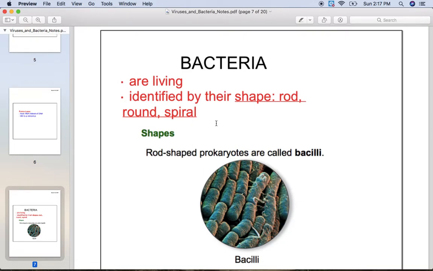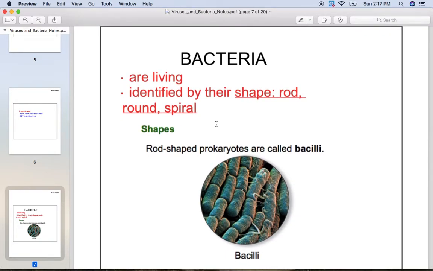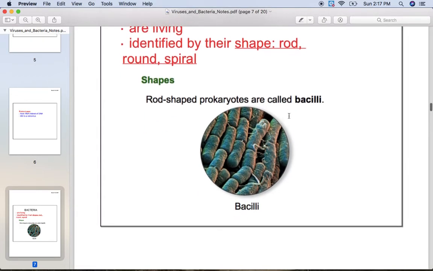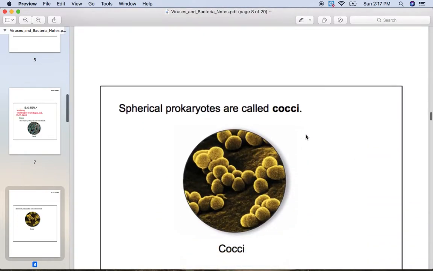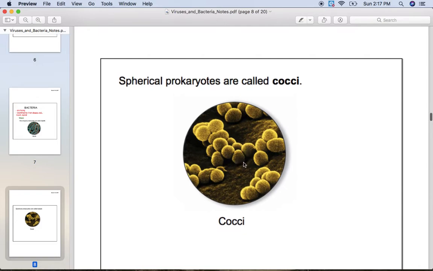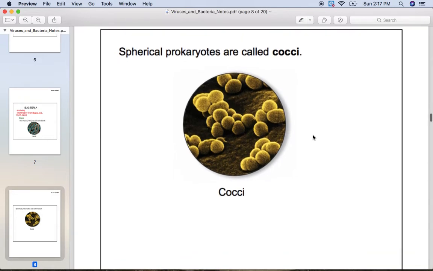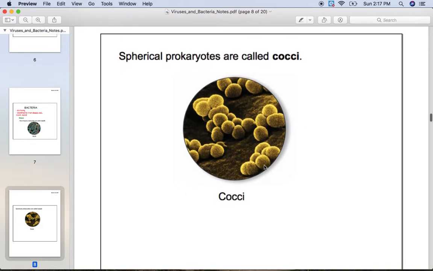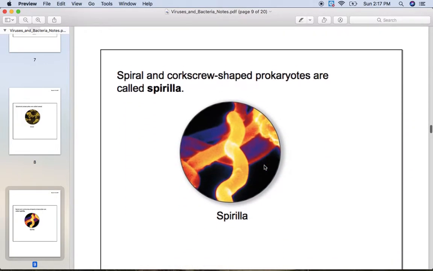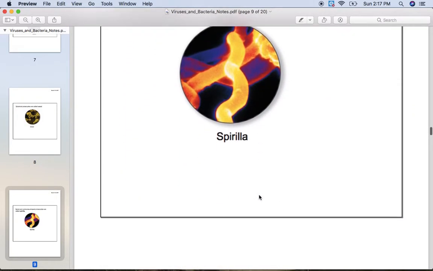Bacteria, on the other hand, are most definitely living, and we define them by their shape. They can be rod-shaped, they can be round, or they can be spiral. Rod-shaped bacteria look like this, and their name is called bacilli. Round-shaped bacteria look a lot like this, and they're called cocci. Or if you've ever gotten strep or heard of strep, it's actually Streptococcus bacteria. That means it's a whole bunch of these round bacteria. And then some bacteria can be spiral-shaped, and they're called spirilla.